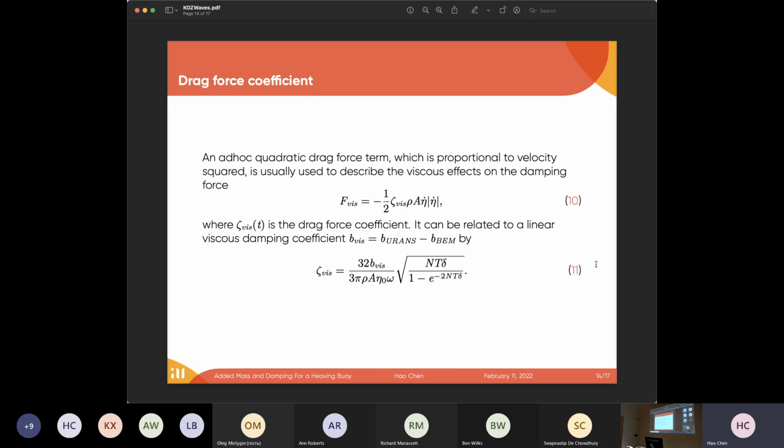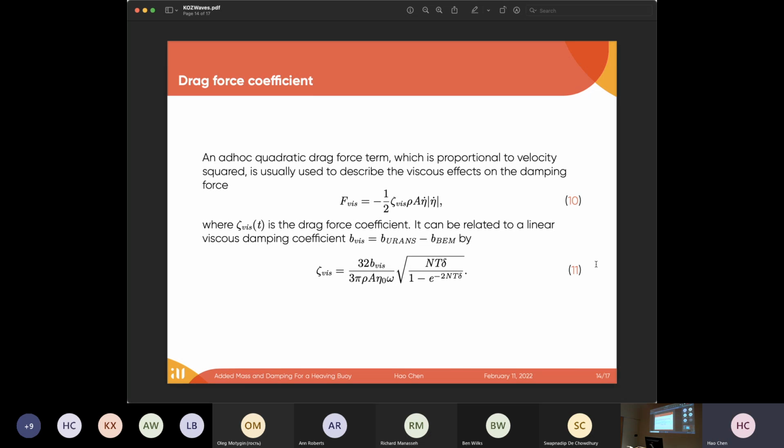So we further transform the viscous damping from the linear one, the B coefficient, to the quadratic one. What we do is assume this viscous force can be written as half times the drag coefficient times rho, A, and velocity squared. And this is the common way we empirically take drag into account, where we need to identify a drag coefficient. This is expressed as KOZWaves here.